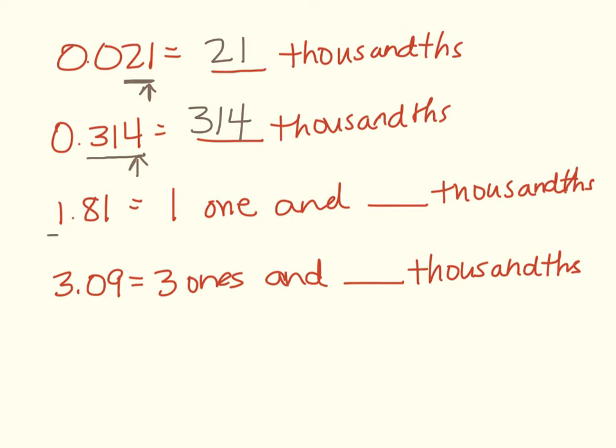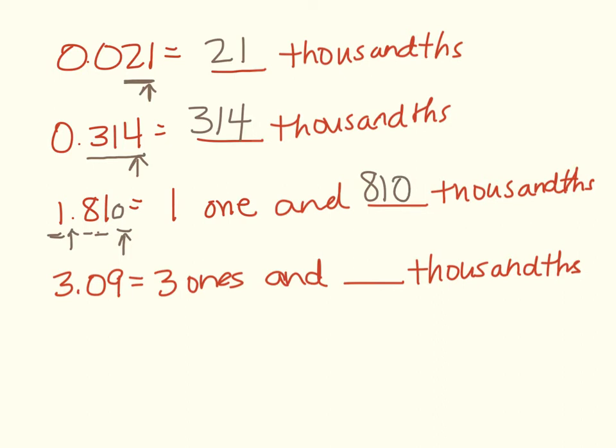In this one, I have 1 and so many thousandths. Well, this only has tenths, hundredths. I don't have anything in the thousandths, but I can put a 0 there. So this would be 1 and 810 thousandths, because I can end in the thousandths there. So it's 810 thousandths, not 8, not 81, but 810.